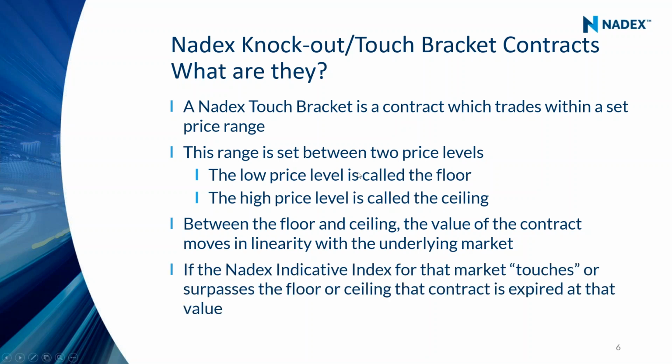If the floor or ceiling gets touched by the Nadex indicative index, and that's what you see on your charts is the indicative index, or if it surpasses, right? Sometimes in fast markets, you can get a bit of a gap. So if it goes past the floor, touches or goes past the floor or ceiling, the contract is expired at that value. And again, there's a lot of words in these first few slides. We're going to get into some charts and actually take a look at them. I'm a very visual person, technician by trade, so I like pictures better. So if you're already bored with my voice and just seeing words on the screen, hang on, we're going to get there.